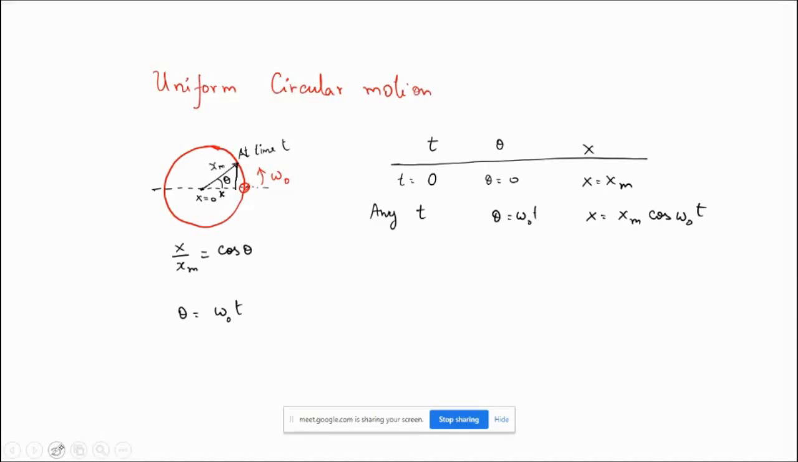When the bead has traversed a complete rotation, that is, when it has fully made an angle 2 pi, let the time taken for one complete rotation be capital T. So omega naught T would be equal to 2 pi, which implies the time period T is 2 pi by omega naught.